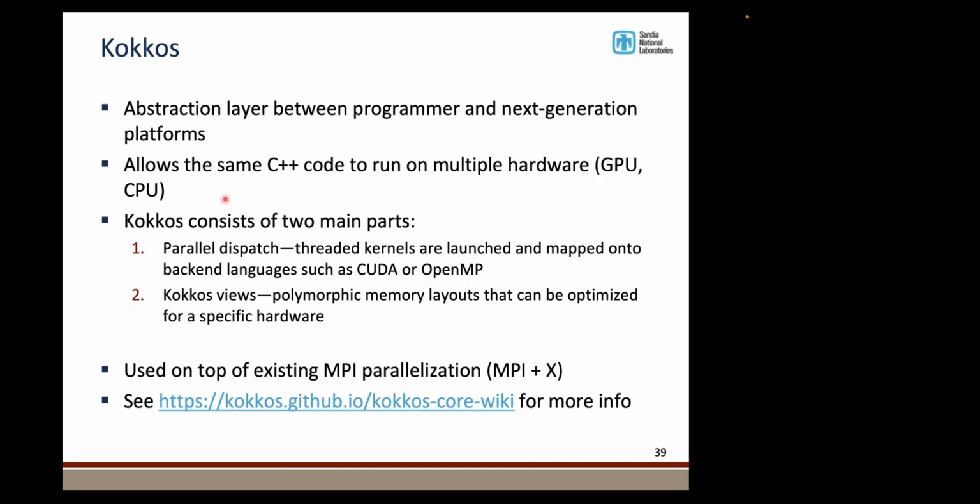The way that this works is that you take loops and you map those onto these different backend languages. The other part of Kokkos is Kokkos views, which are basically data layouts that can be optimized for specific hardware at compile time. So you can change the layout of your Kokkos view to either promote cache reuse on CPUs or coalescing on GPUs. Kokkos is used on top of MPI, and if you want to see more about Kokkos, you can look at the Kokkos GitHub wiki.